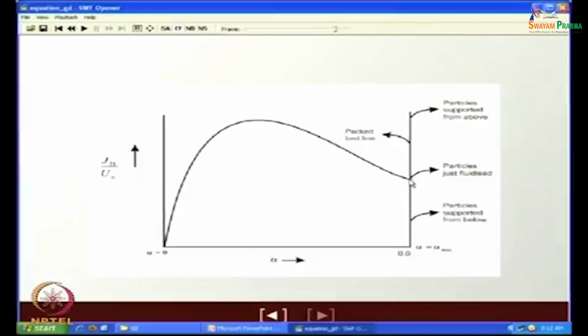So, therefore, for the fluid particle system, as I have already shown you, we can go till a particular point, beyond that it is not possible. So, this gives you the limit of the packed bed line, where at this particular point particles are just fluidized, here particles are supported from below, and here particles need to be supported from above.